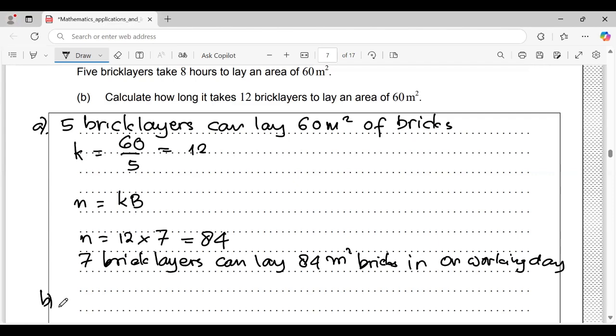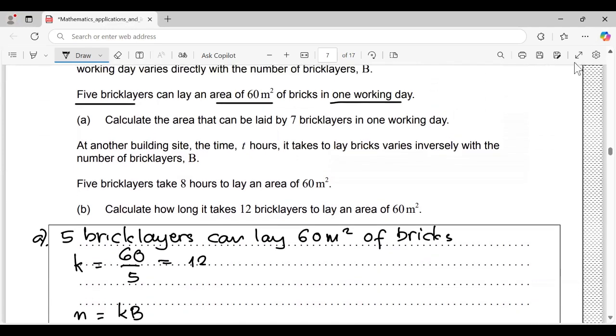Next, part B. At another building site, the time T hours it takes to lay bricks varies inversely with the number of bricklayers B. Five bricklayers take 8 hours to lay an area of 60 meters squared. Calculate how long it takes 12 bricklayers to lay an area of 60 meters squared.